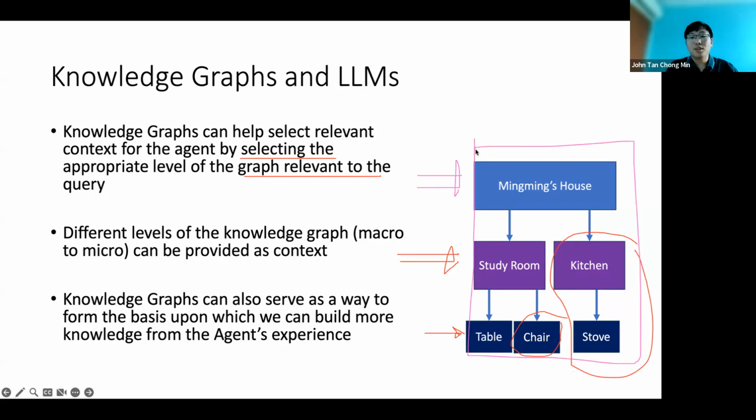So this idea of knowing where to get the context from, if you express your information in the form of a knowledge graph, and by knowledge graph I actually mean a hierarchical graph, okay? Because to me, hierarchies are very useful ways of representing knowledge. You can use this to condition certain things. Over here, you can condition on Ming Ming's house, and then use that to generate stuff. So different levels can be provided as different contexts.